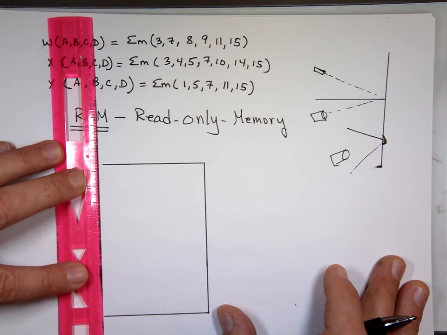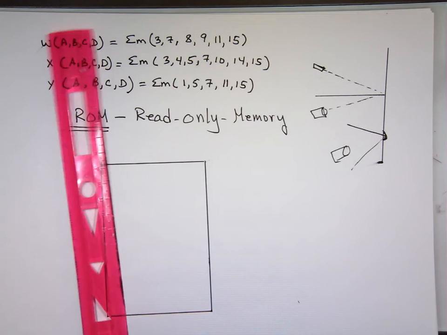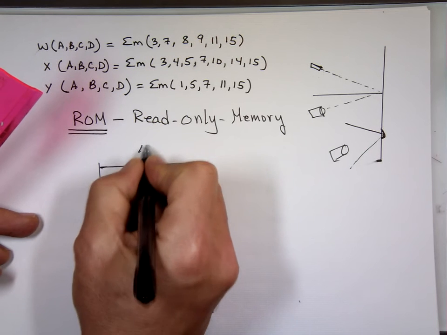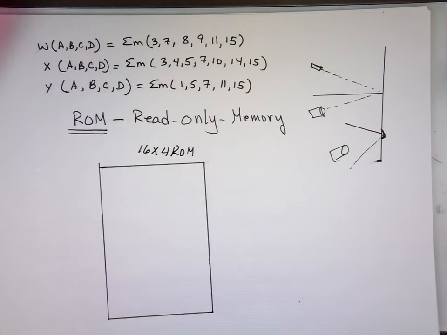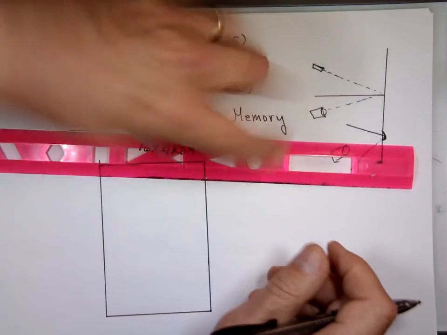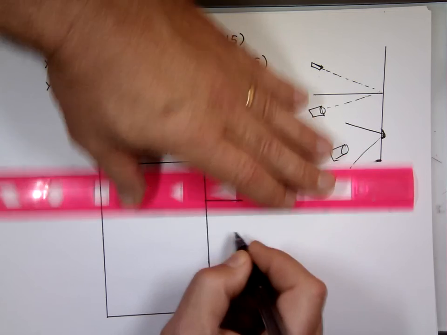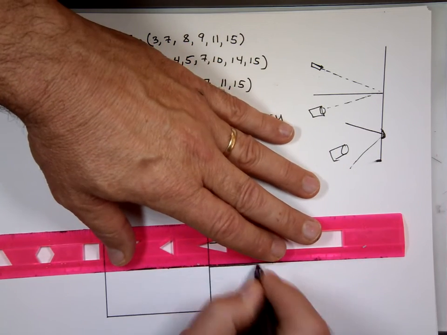So the chip comes like this, and it has 16 rows and four. Let's say this is called a 16 by 4 ROM. If it's 16 by 4, that means it has four outputs here. And it's programmed like this.